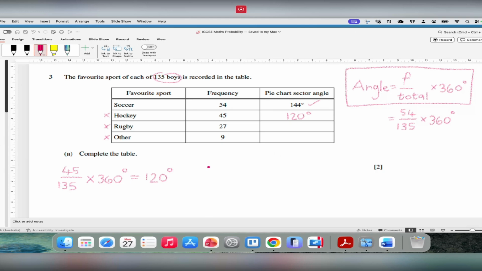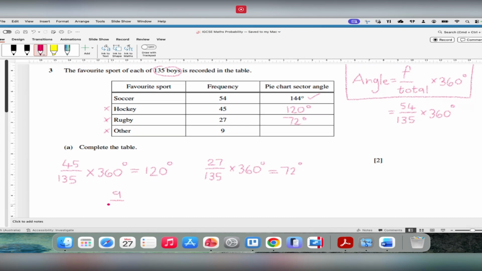Okay, let's try rugby. So the frequency in this case is 27. The total again will be 135, and we multiply this by 360 degrees. Okay, and if you punch this into your calculator, you will get an answer of 72 degrees. Let's do the last one. So here we have other. The frequency in this case is 9. And the total is still 135. And you have to multiply this by 360 degrees. If you punch this into your calculator, you will get an answer of 24 degrees.